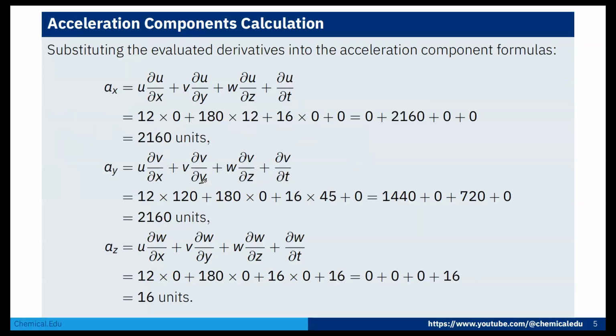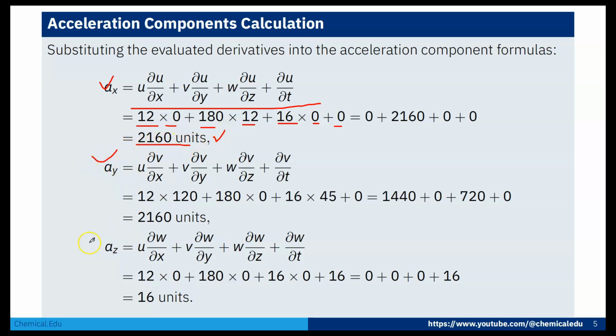Now go back to the component term ax, which is equal to this, so we plug in all these values. So u is 12, but del u by del x is 0, v is 180, del u by del y is 12, w is 16, but del u by del z is 0. We already calculated u, v, w in the first slide. And del u by del t is 0. So finally we'll get ax as 2160 units.